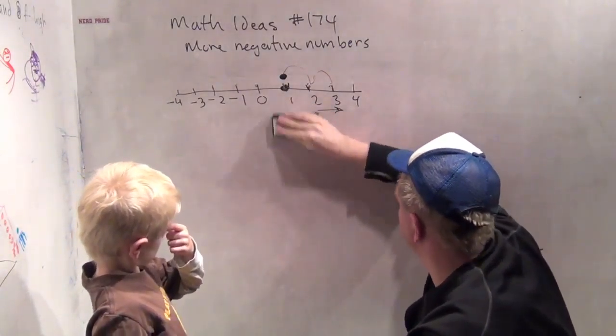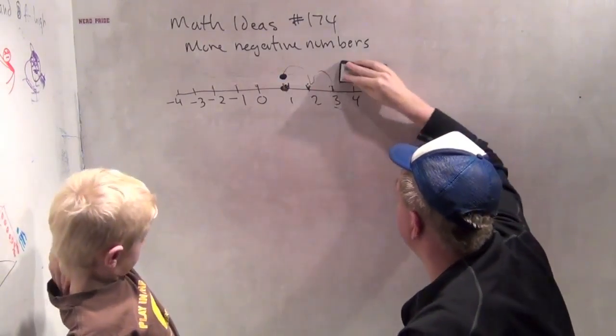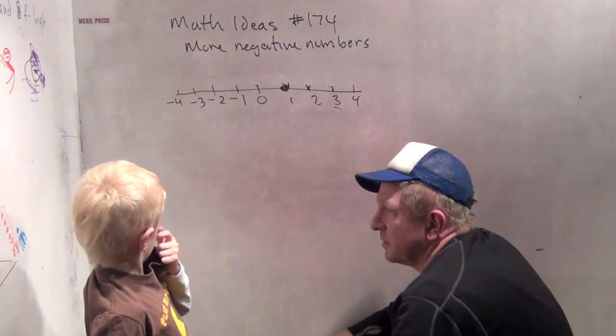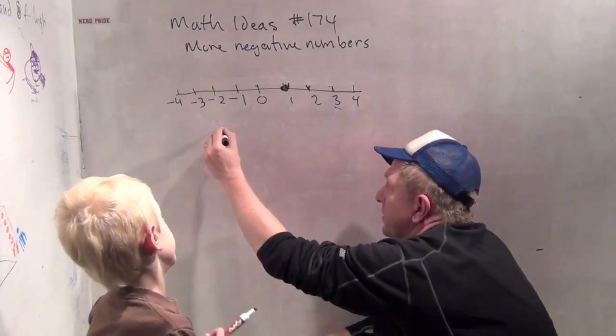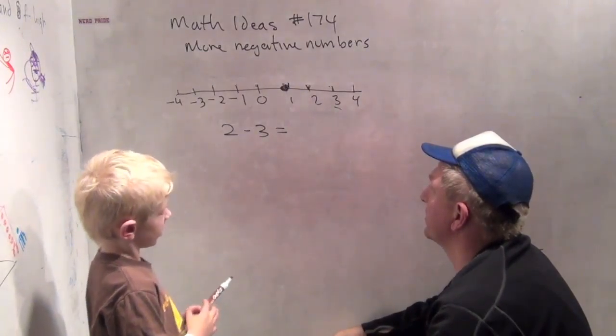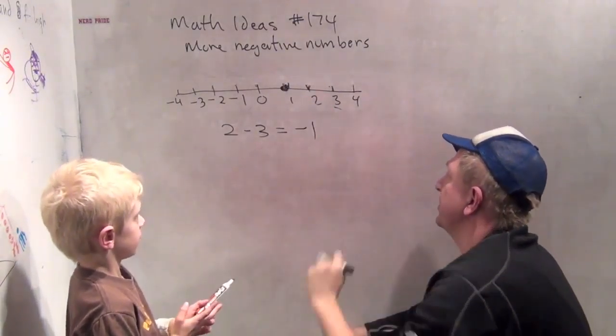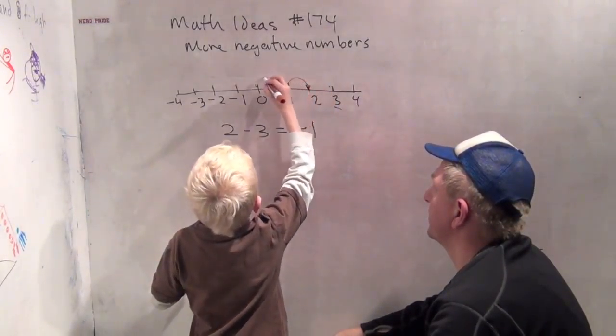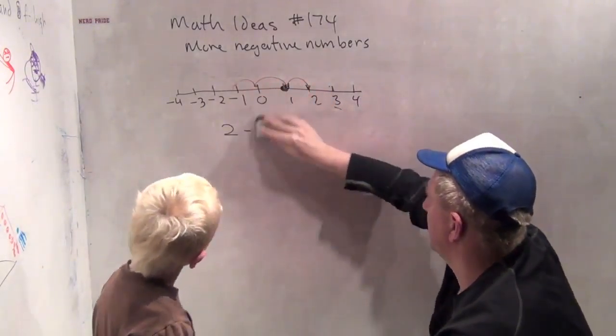So let's do some subtraction practice. Okay, you make a problem up. How about 2 minus 3? 2 minus 3 is -1. Okay, show me on your picture. 2 minus 3.